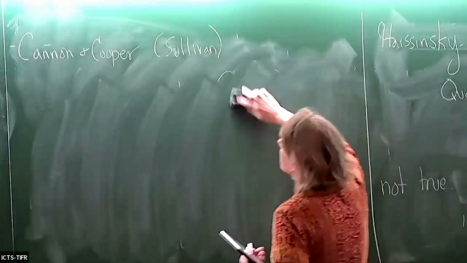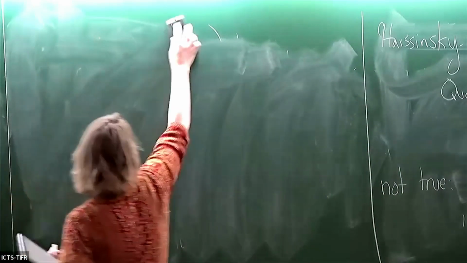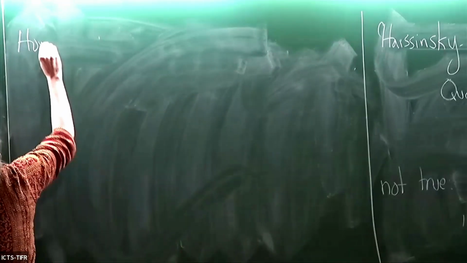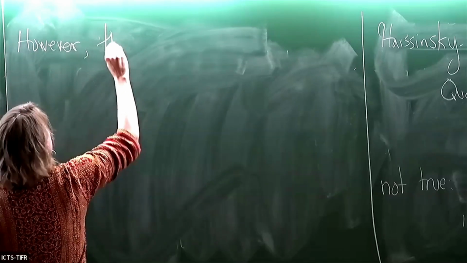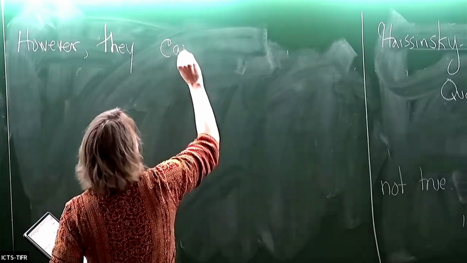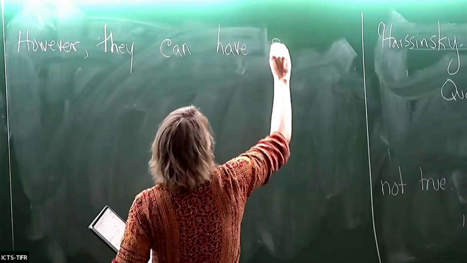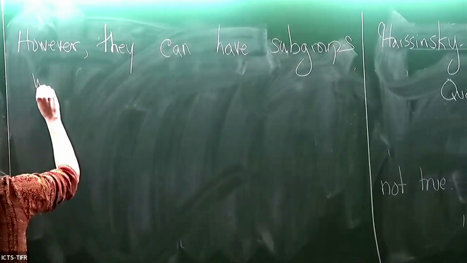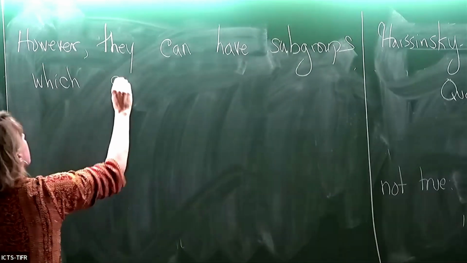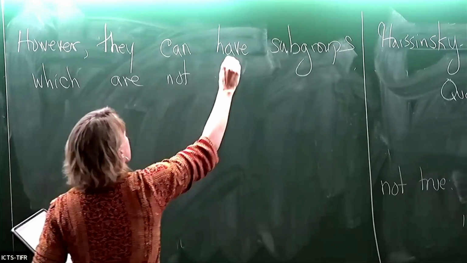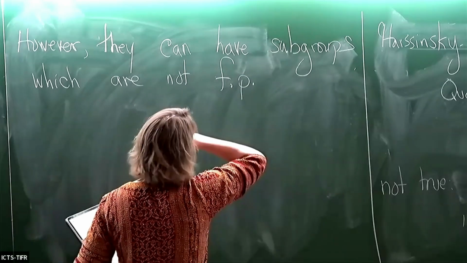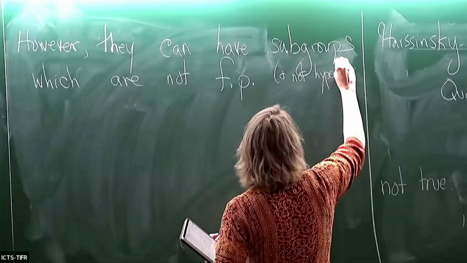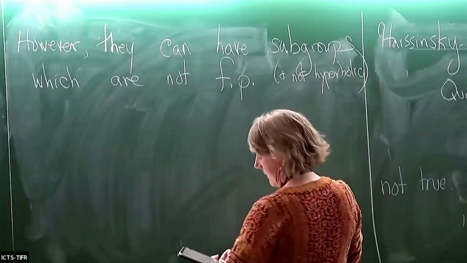However, they can have subgroups that are not finitely presented and hence not hyperbolic. So however, a subgroup can fail to be finitely presented, and then it's not hyperbolic. Okay, so this can happen with hyperbolic groups.